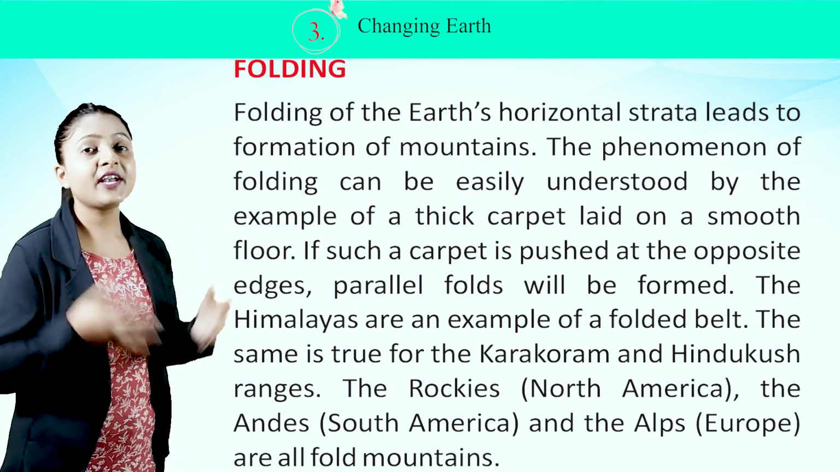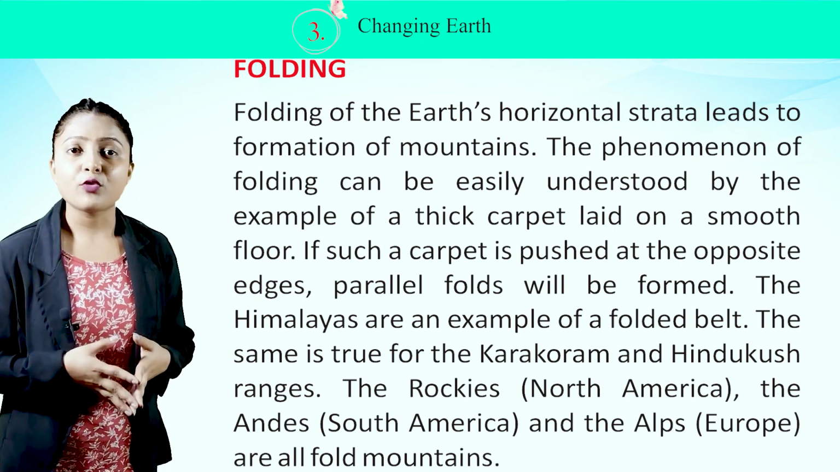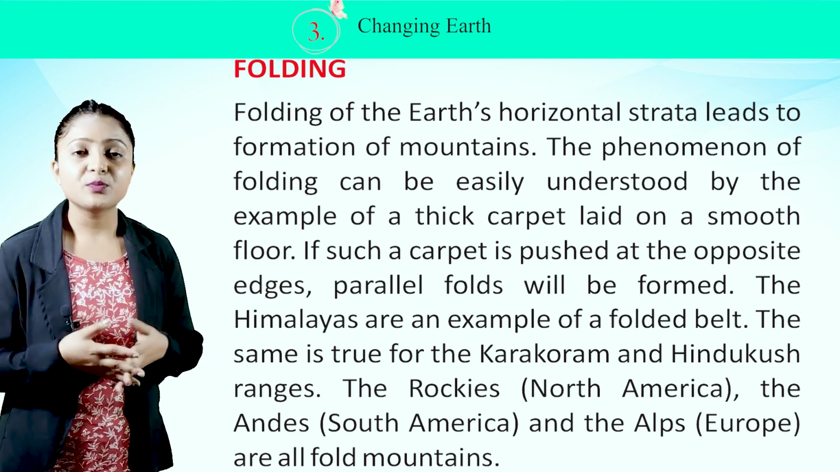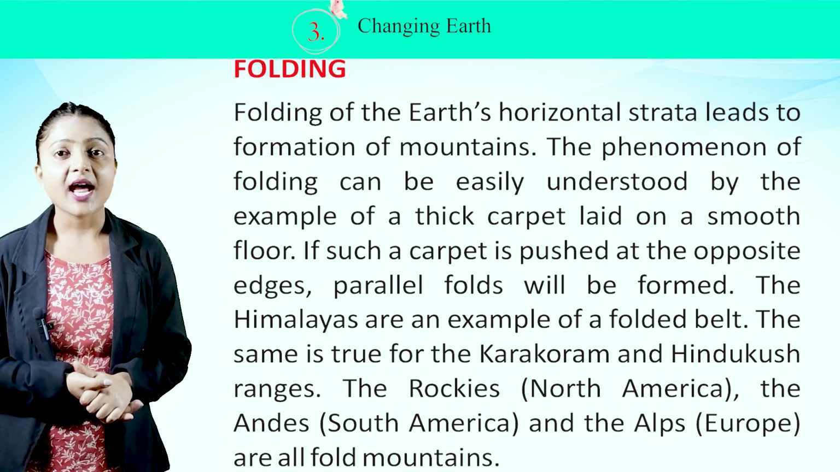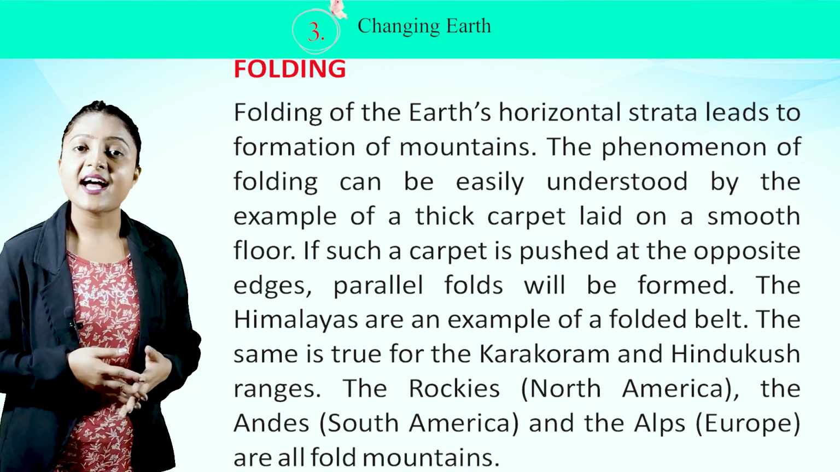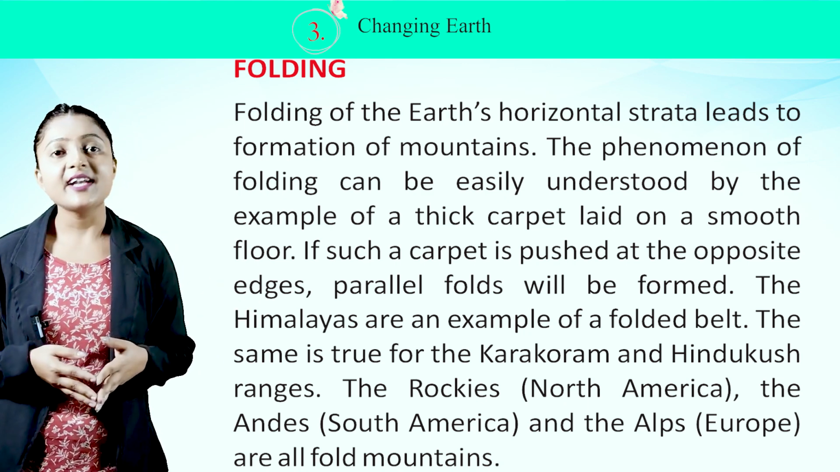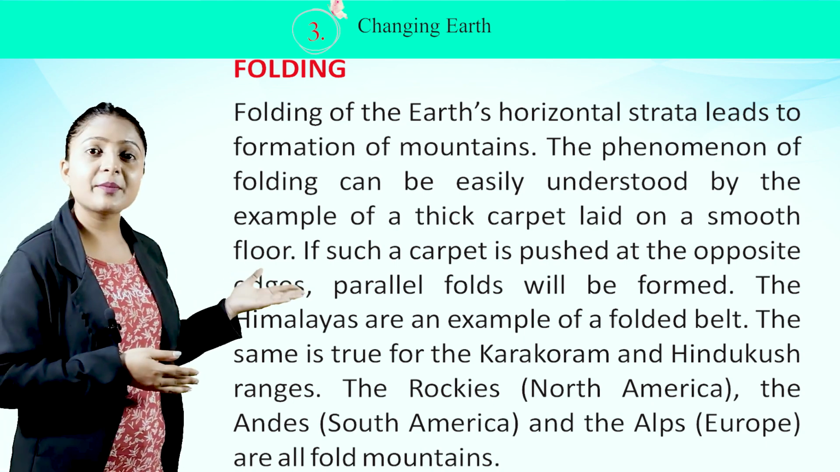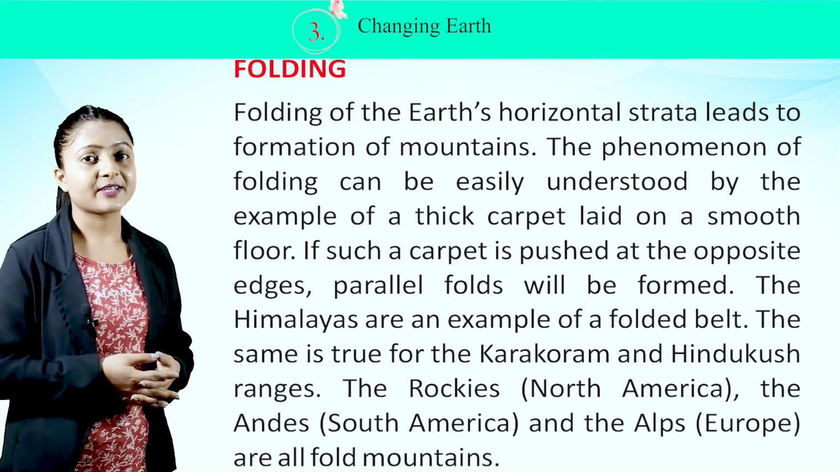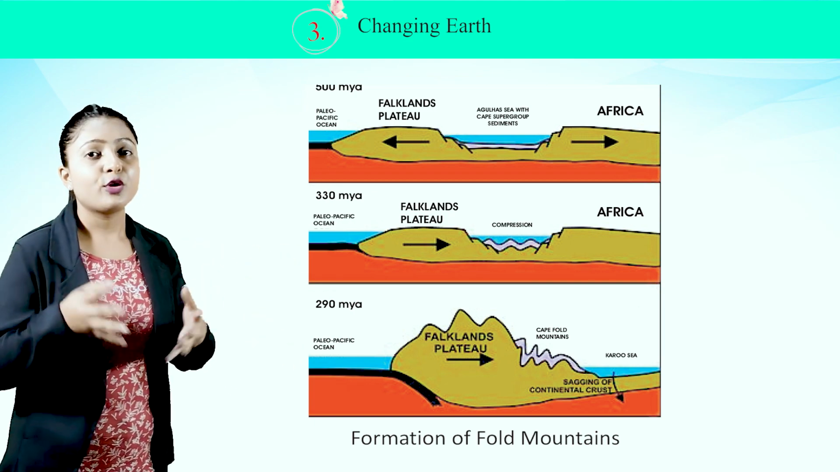Folding. Folding of the Earth's horizontal strata leads to the formation of mountains. The phenomenon of folding can be easily understood by the example of a thick carpet laid on a smooth floor. If such a carpet is pushed at the opposite edges, parallel folds will be formed. The Himalayas are an example of a folded belt. The same is true for the Karakoram and Hindu Kush ranges. The Rockies in North America, the Andes in South America and the Alps in Europe are all fold mountains. In this image, you can see how two tectonic plates can make fold mountains.